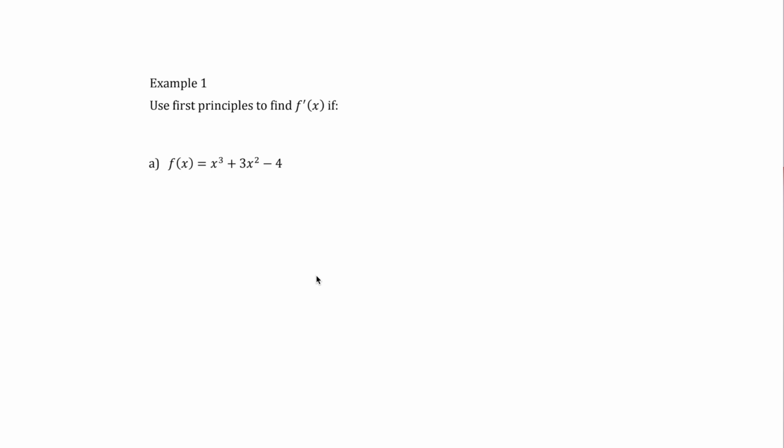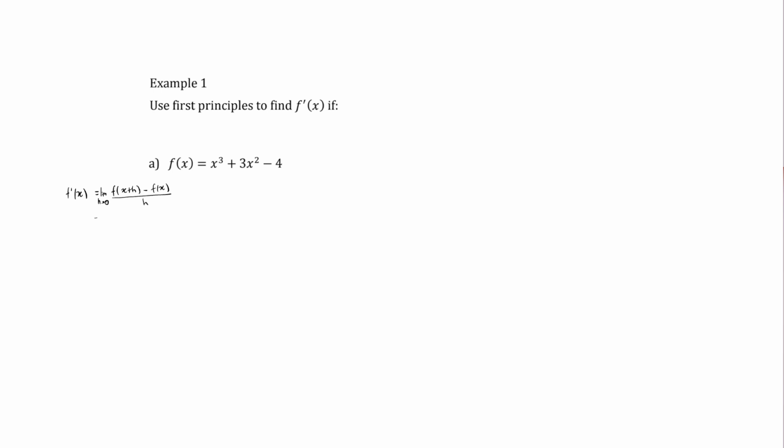Use first principles to find the derivative if the function given is x cubed plus 3x squared minus 4. So again, let's start by stating the definition of the derivative using first principles. So we are going to have f of x plus h minus f of x all over h. And of course, we cannot forget that we need to take the limit of that full expression. That's where the magic happens, because we're taking the limit as h approaches 0, okay?